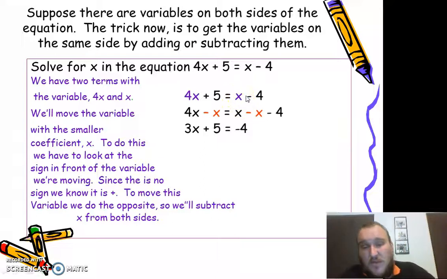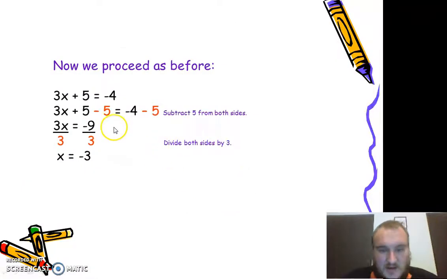So if we take an x from this side, we have to take an x from the other side. We've already got 4 x's on this side, so if we take away one of the x's, we're going to be left with 3x. So then we get 3x plus 5 equals negative 4. Now on the next slide, it goes to the rest of the equation.